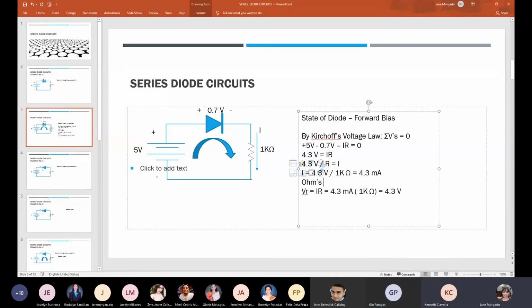This is Ohm's law. Voltage is equal to current, I, so that is current, and R, resistance. Ohm's law is voltage equal to IR. So, we have 4.3 milliampere times 1K, 4.3 volts. So, you have to review also the scientific notations. Mga kilo, mega, yan. Giga, tapos sa kabila naman, you have the milli, micro. Tapos yung nano.